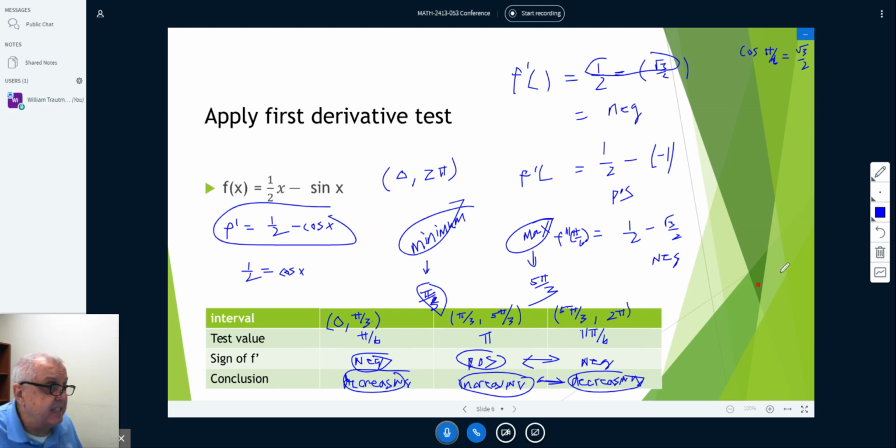All right, that is the first derivative test. Don't forget, the first derivative test determines if you have a relative maximum or minimum, not whether the function is increasing or decreasing. You can use the first derivative to determine that, whether you have a positive or negative slope. But the first derivative test determines if you have a relative maximum or minimum at that critical number.